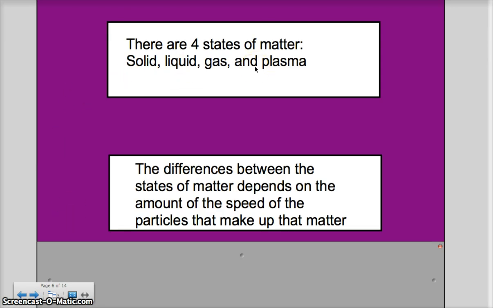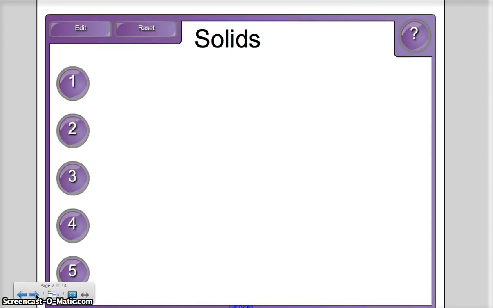There are 4 states of matter. We know of 3, we've probably dealt with 3 before, but there are actually 4. The differences between each state are going to depend on the speed of the particles that make up the matter, like I just said. Okay, so let's move on to solids.